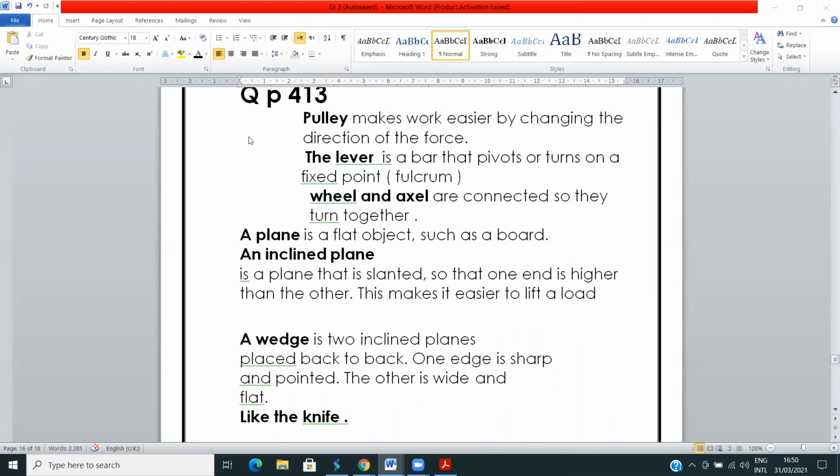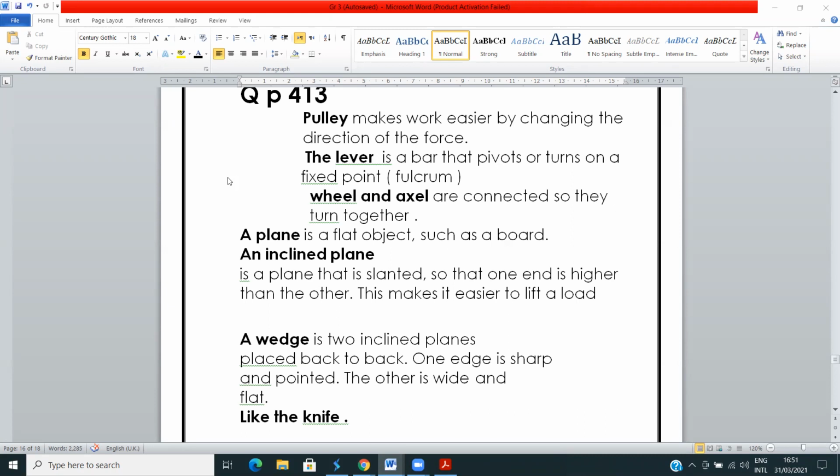What is the lever? A lever is a bar that pivots, or turns, on a fixed point. The fixed point is in the middle. Like when you eat with a fork. We eat with a fork. The fork is a kind of lever here.